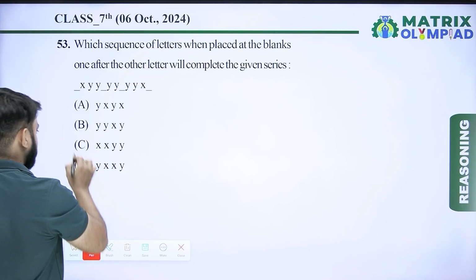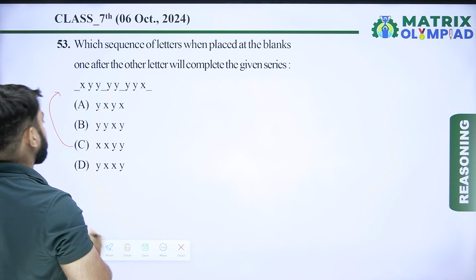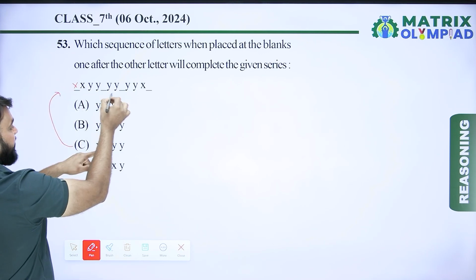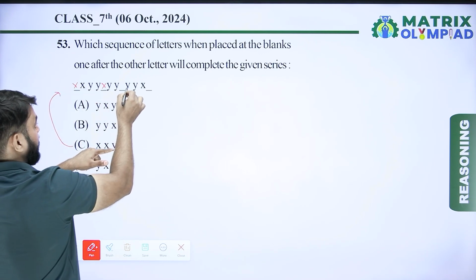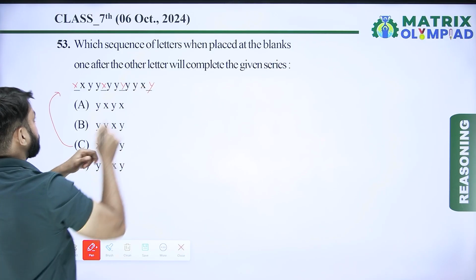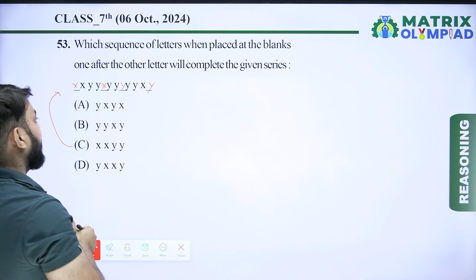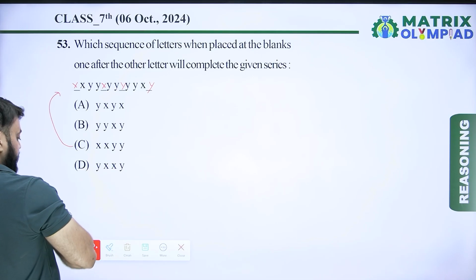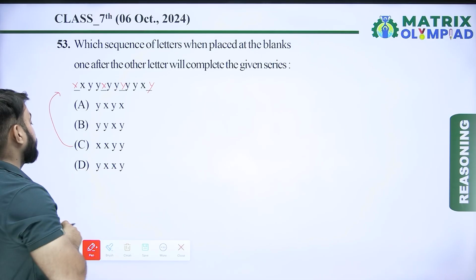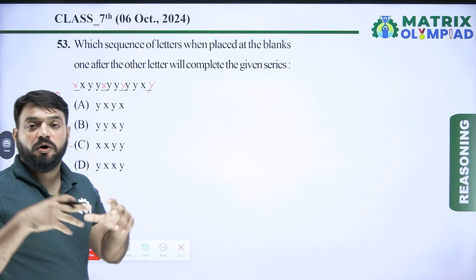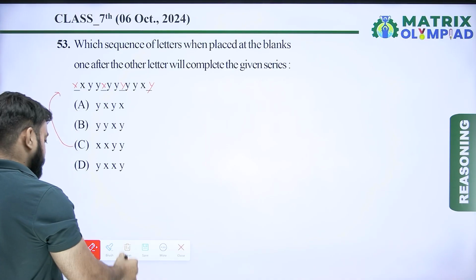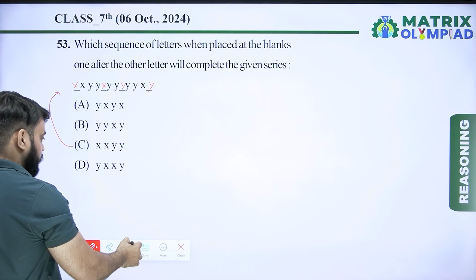Now taking option C. According to option C, first blank means X, second blank also X, third blank means Y, and fourth blank means Y. X, X, Y, Y, X, Y, Y, Y, Y, X, X, Y. So no defined pattern is found from option C. So option C is also an incorrect option.